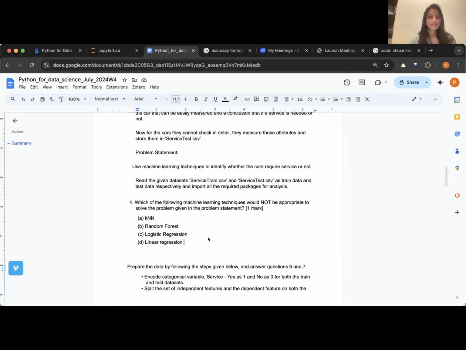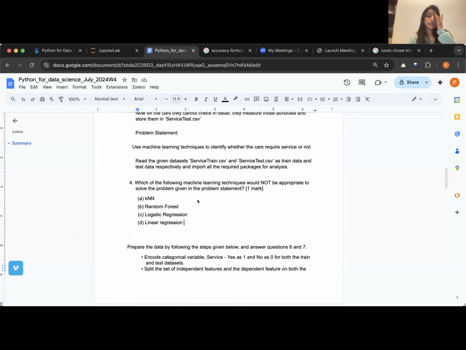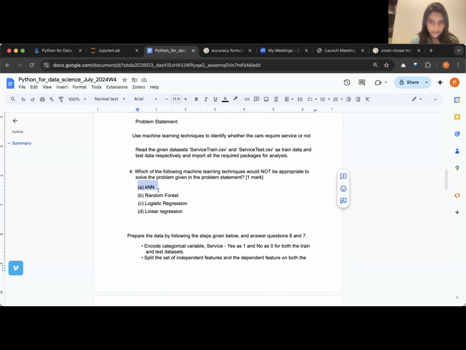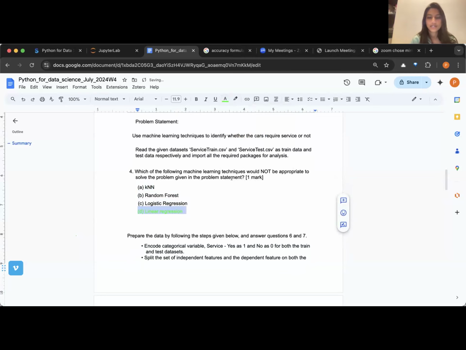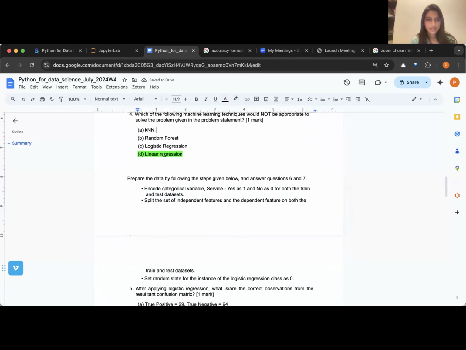Okay, anyway. Coming back, this is a classification problem, so which is not appropriate? KNN is good for a classification problem, so this is appropriate. Random forest is also fine. Logistic regression is also fine. Linear regression is not appropriate because it's for regression problems, not for classification. So that is the answer.